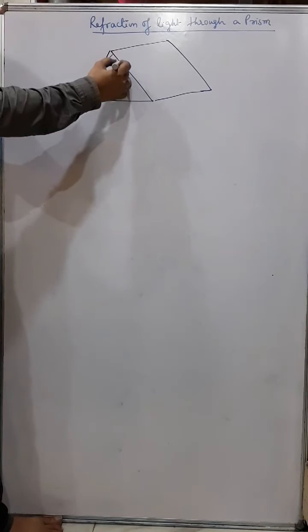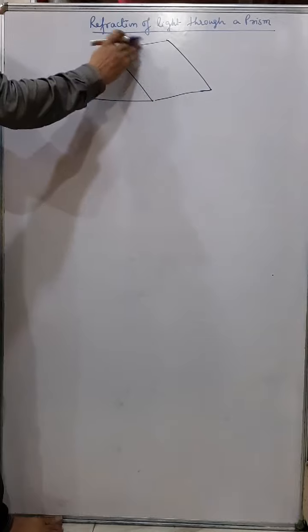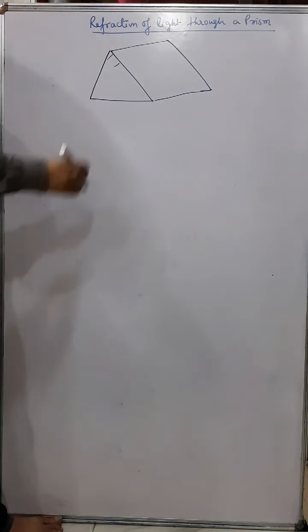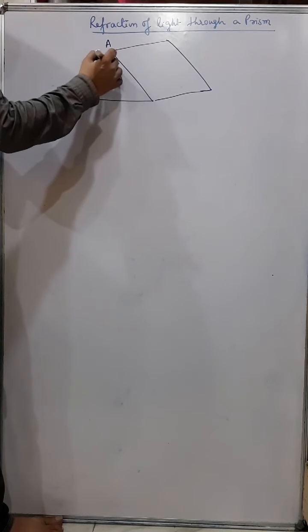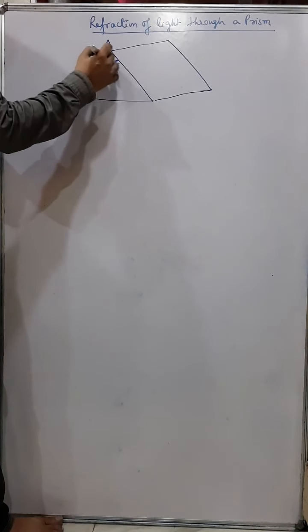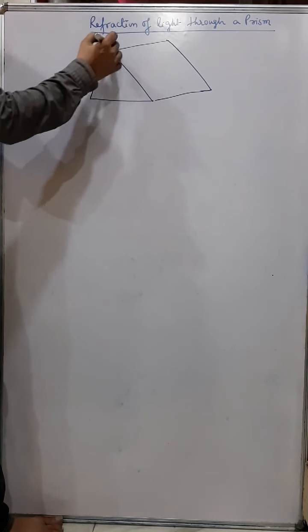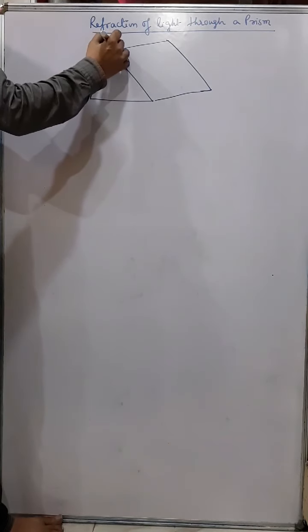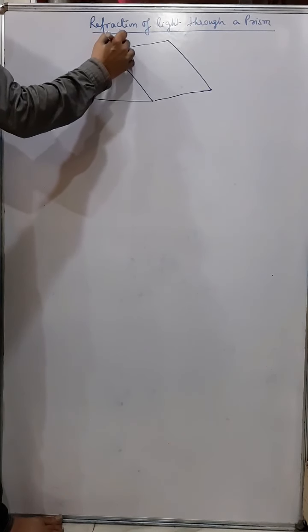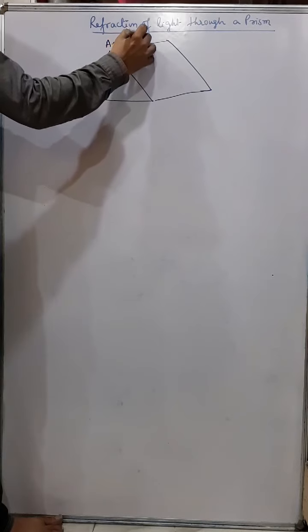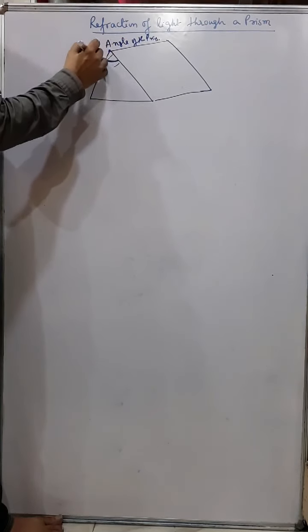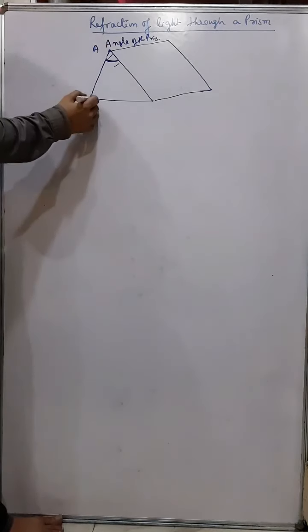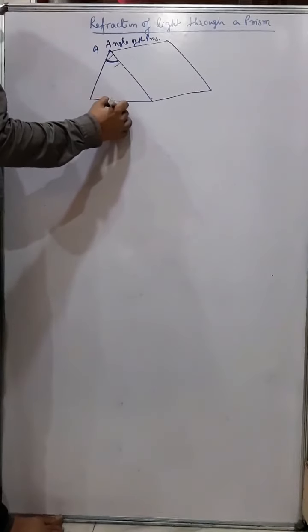So this is the front face of the prism. These are the side faces. This angle of the prism is known as the angle of the prism. So this A is the angle of the prism. This is the base of the prism.